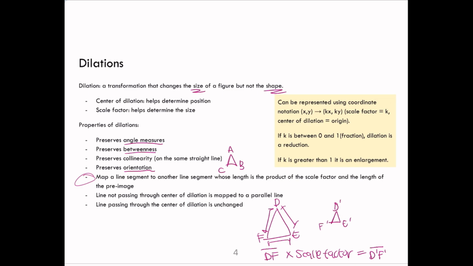Okay, the last one says a line passing through the center of dilation is unchanged. So let's say the center of dilation is point F. If we have a line going through the point of dilation, no matter how much we dilate this line, it will not change. The length and also the position will not change. So it just stays completely unchanged.